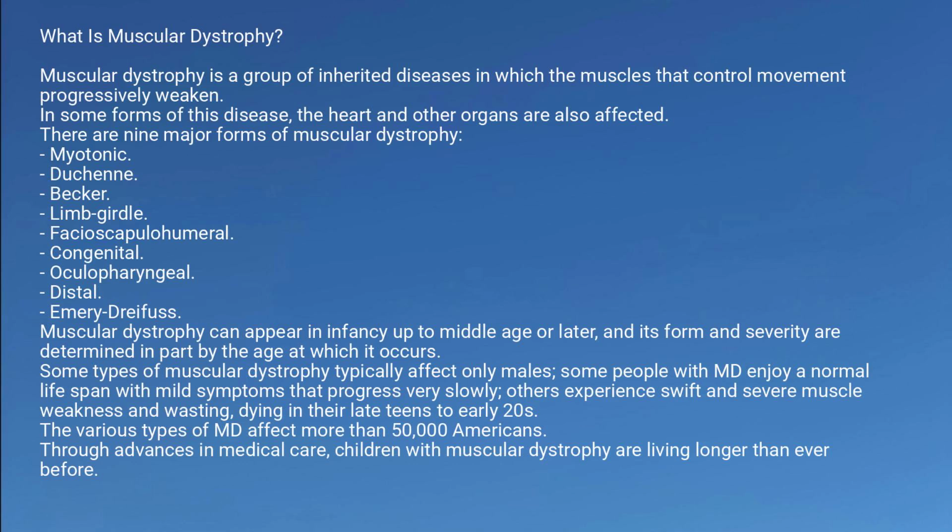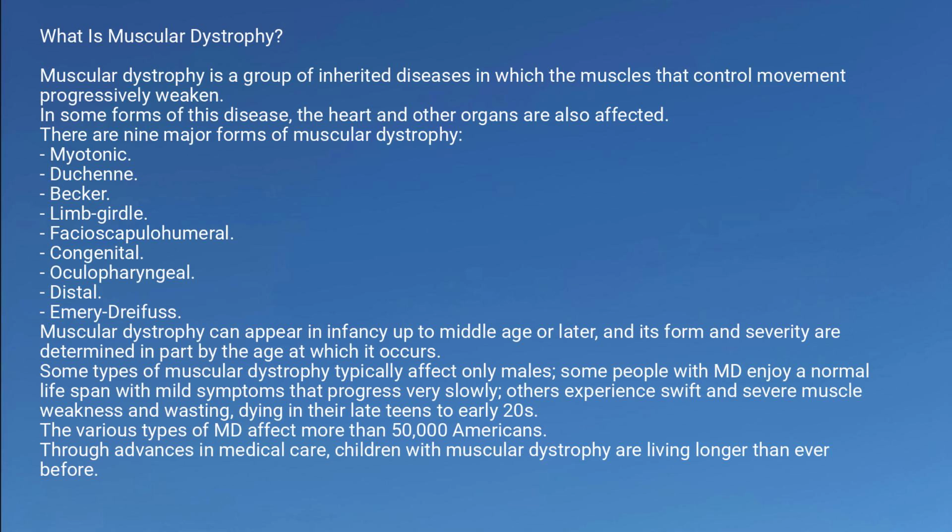What is muscular dystrophy? Muscular dystrophy is a group of inherited diseases in which the muscles that control movement progressively weaken. In some forms of this disease, the heart and other organs are also affected. There are 9 major forms of muscular dystrophy: myotonic, Duchenne, Becker, limb-girdle, facioscapulohumeral, congenital, oculopharyngeal, distal, Emery-Dreifuss.